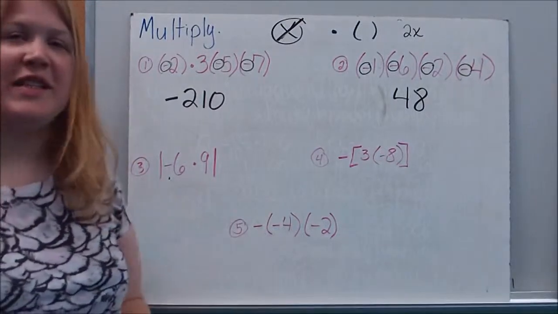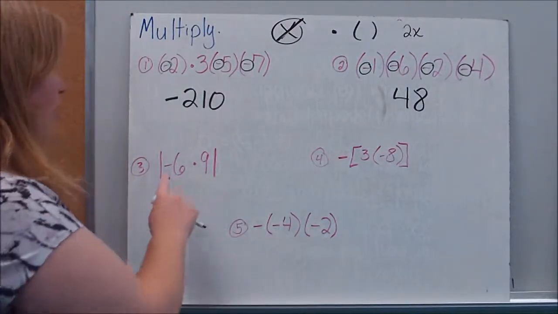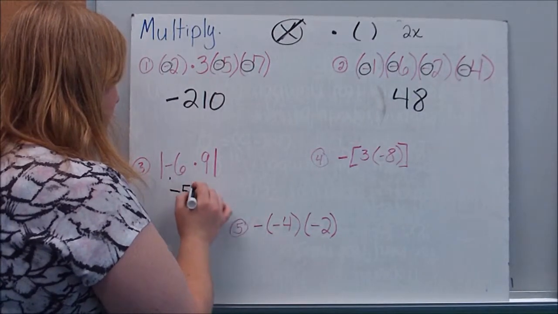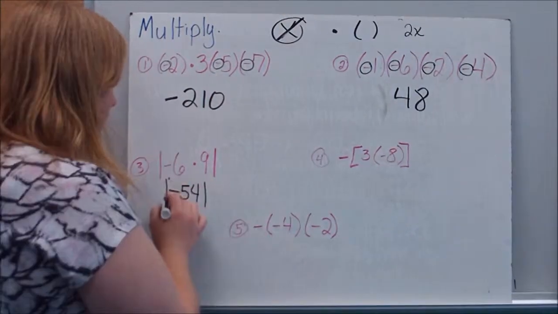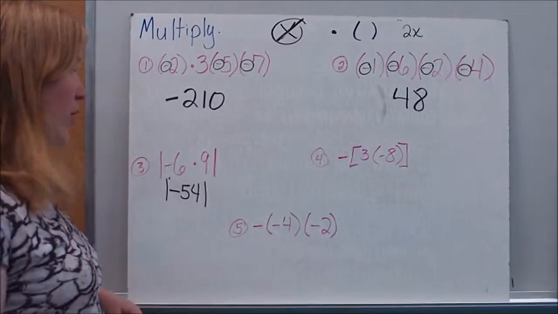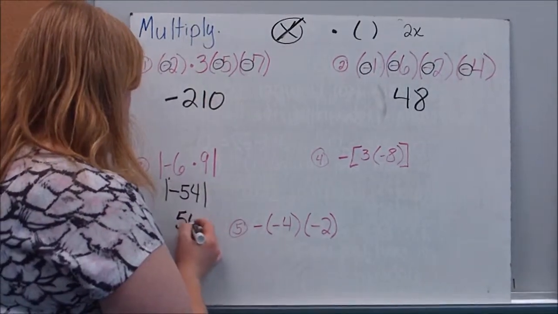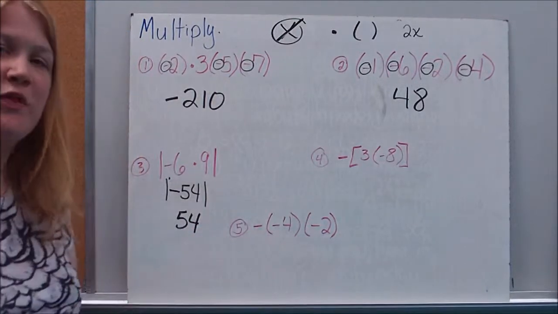So I look at my digits. I've got the 6 and the 9, which is 54. I have one negative sign, which is odd, so it's a negative 54. However, we're not done yet. We now need to take the absolute value of that. How far is negative 54 from 0? Well, it's 54 spaces from 0, so the absolute value is 54.